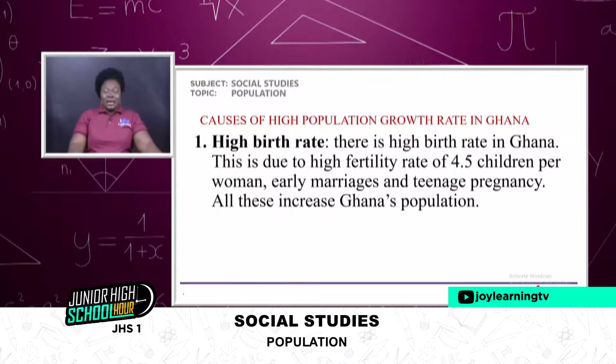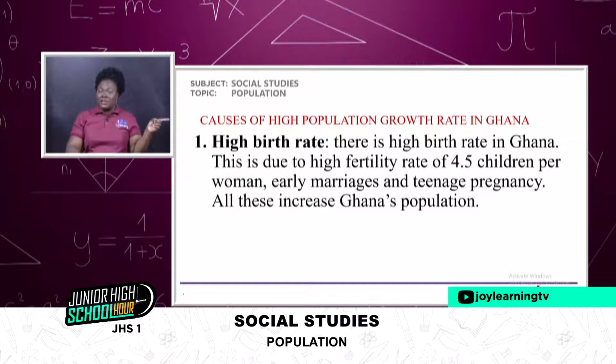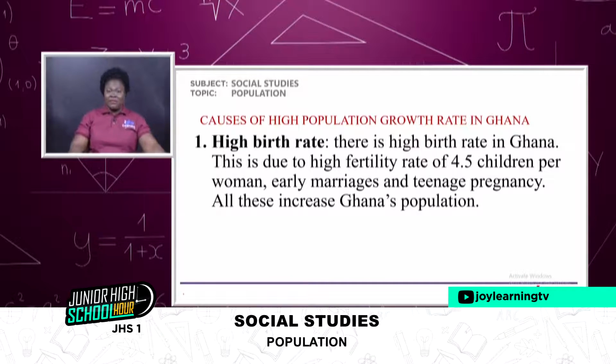Now let's look at causes of high population growth rate in Ghana. Some of the causes: high birth rate is one. There is high birth rate in Ghana. Yes, of course, there is. This is due to a high fertility rate of 4.5 children per woman. Wow. That's great. Early marriages and teenage pregnancies are also part of it. All these increase Ghana's population, because during the last recent census, we realized that most youth were just doubling up in giving birth. I don't know why.